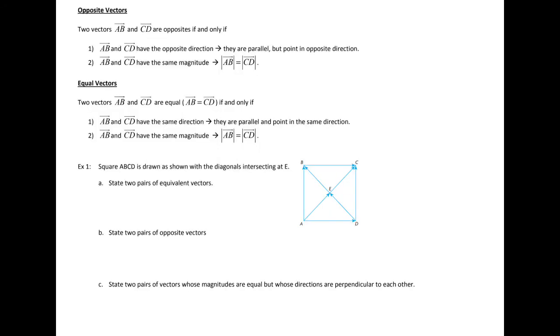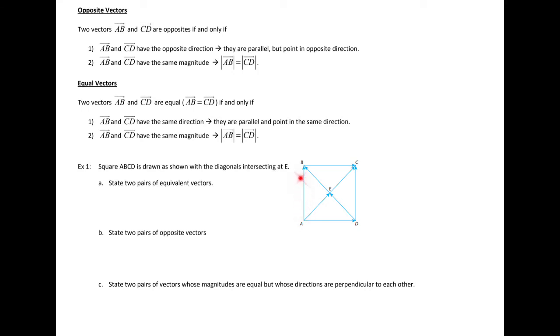Now, we have mentioned what equal vector means, which means they have the same direction and same magnitude. So what does it mean by opposite vectors? Opposite vectors means they have the same magnitude but the opposite direction. That means if you switch the head and tail, it becomes the opposite vectors. Now, let's look at an example here.